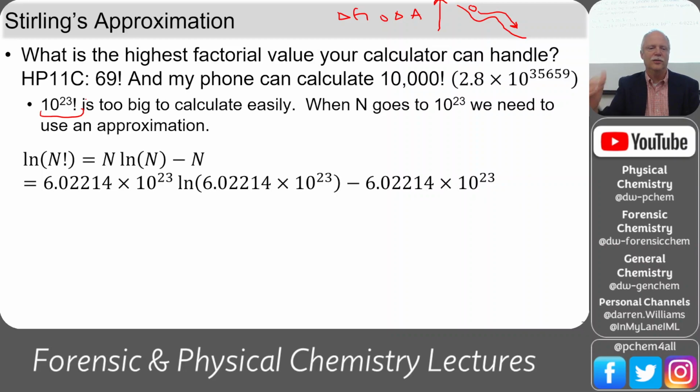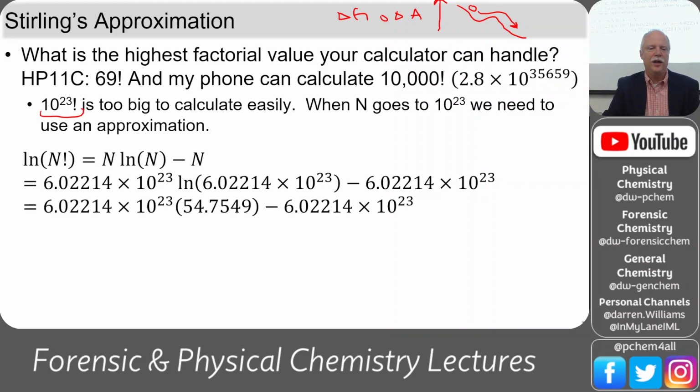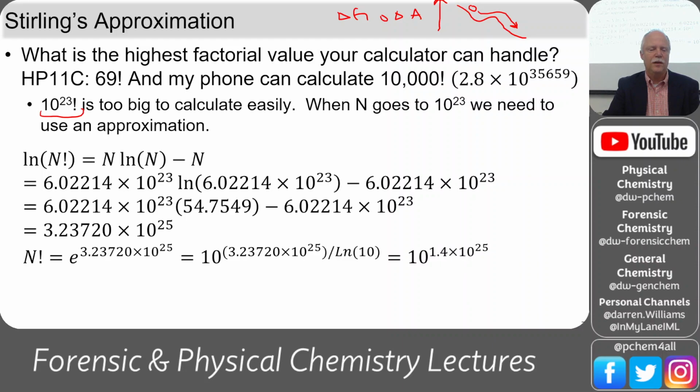So we could put in Avogadro's number in here. And so if we had a mole of particles, I put it in for n. I took the natural log here, and that's where the 54 came from. And then I can combine all of those and end up with 3.2 times 10 to the 25th. So that's the natural log of n factorial. And so that's going to end up being this e to the huge number if we have a mole of particles, and we're going to end up with this double power, right? 10 to the 1.4 times 10 to the 25th. It's absolutely an enormous number, okay?